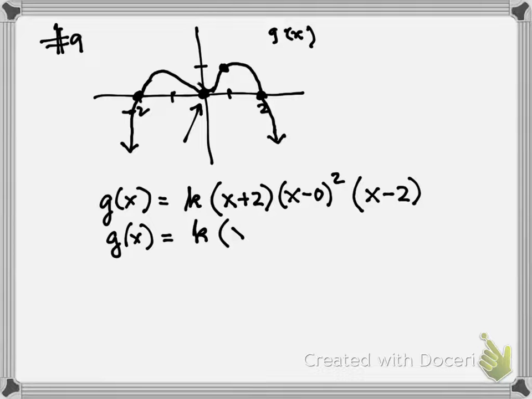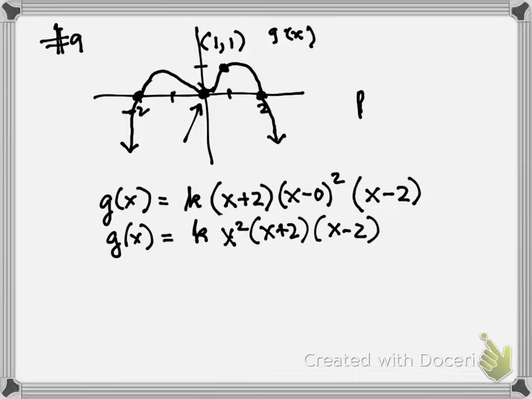I'm going to write x squared first. Okay, x squared, x plus 2, x minus 2. Now, in order to get the k, we usually use the point that they give you. So here in this problem, our given point has coordinates 1, 1. So your x there is 1, your y is 1. Let's plug them in.